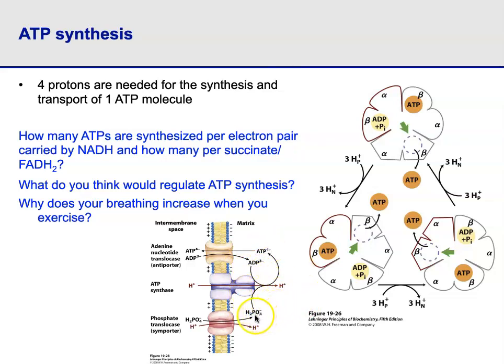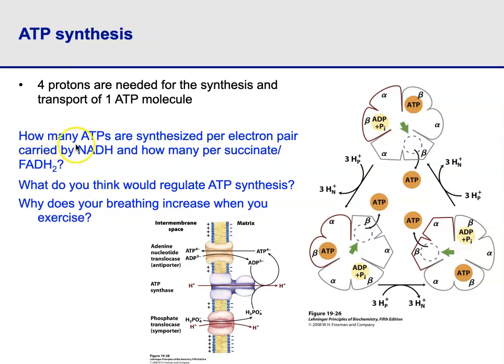Well, but that inorganic phosphate also needs to be transported, which is done by a symporter that moves inorganic phosphate and a proton that's going down its concentration gradient across the inner mitochondrial membrane into the matrix. So you can see that for every synthesis and release of ATP, we need 3 protons to pass through ATP synthase, but we also require 1 proton for the transport of the inorganic phosphate that will be used for the synthesis of 1 molecule of ATP.